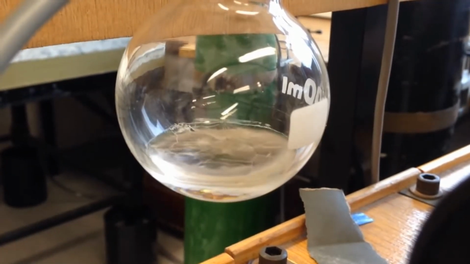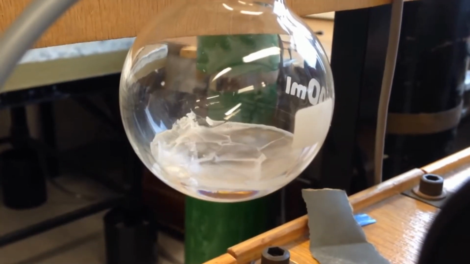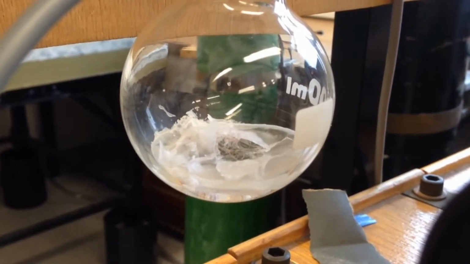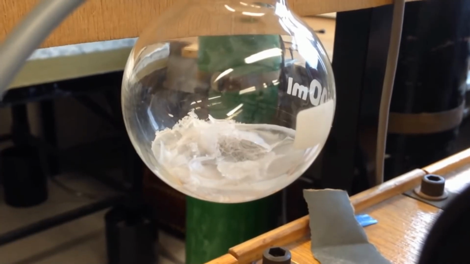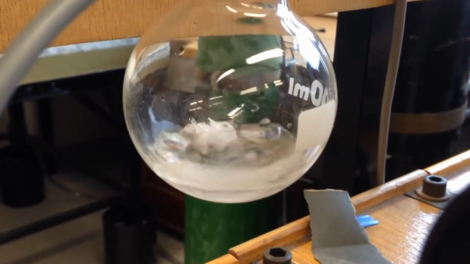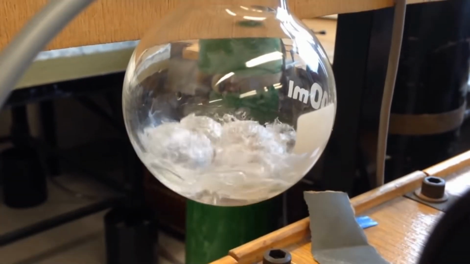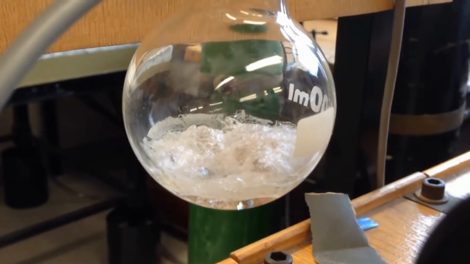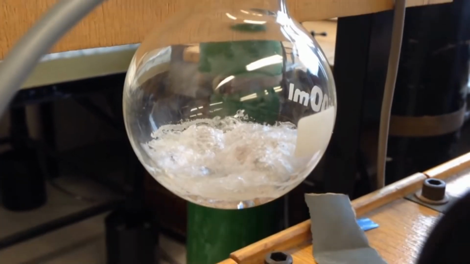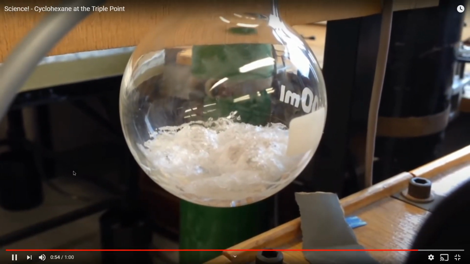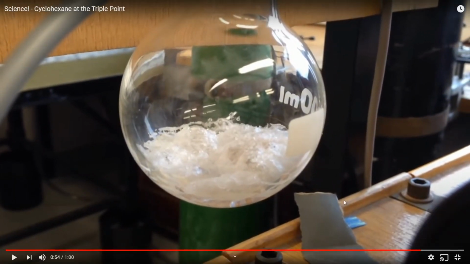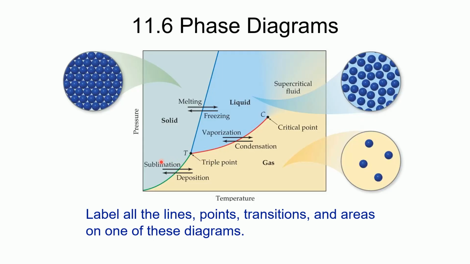Pretty cool little experiment to do, and fairly easy to do. It's not something you can do at home though, because cyclohexane is fairly flammable. All right, so that's what the triple point looks like. I'm going to turn off that video, and we're going back over here.